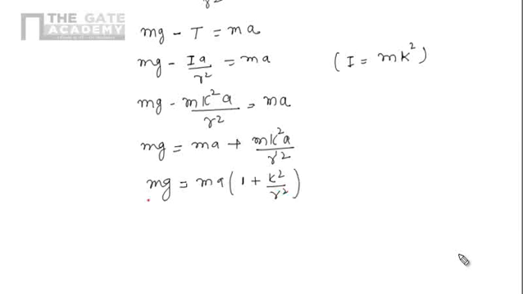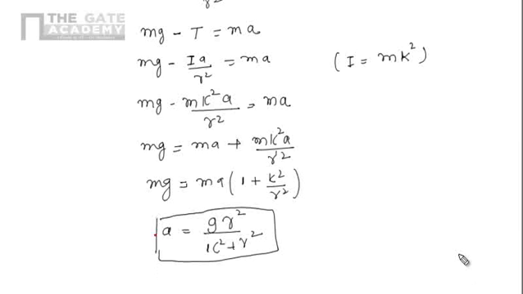So we are interested in a. So a will be g R square divided by k square plus R square. By this way we can get the linear acceleration a equals g R square divided by k square plus R square. And now we are interested in T.